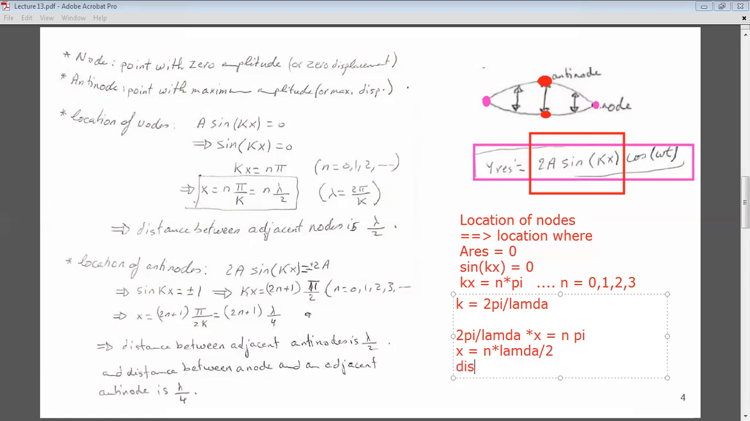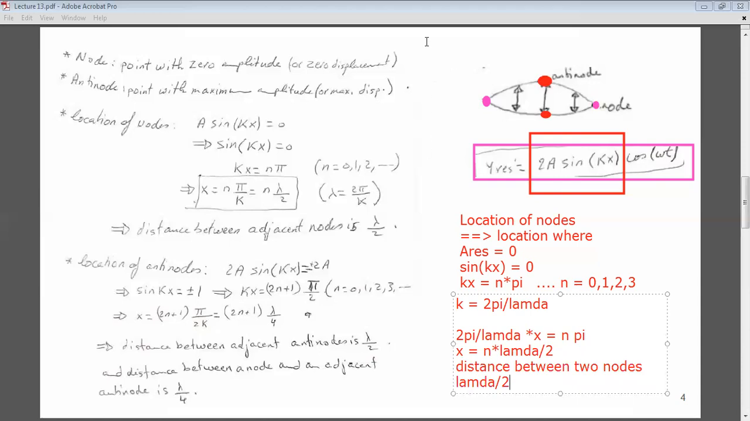What is the distance between two nodes? One will be at, for example, 0. If n is equal to 0, x is 0. If n is equal to 1, x is lambda over 2. So what is the difference between these two? It is lambda over 2. So these are the positions, and here is what I've just said. So we get the location of the nodes.